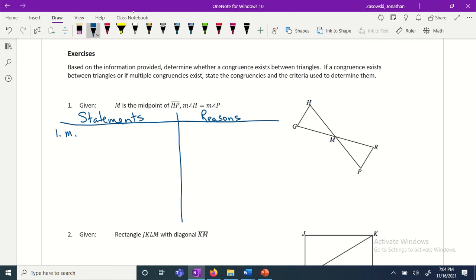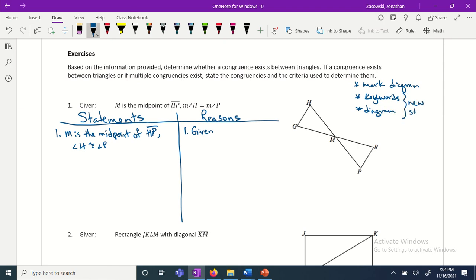Once again, we know M is the midpoint of HP, and we have angle H is congruent to angle P, and this is given. Remember the process: we're going to mark the diagram, look for keywords, and look at our diagram. This should help us make new statements. And then we're always looking to use one of those congruency theorems.